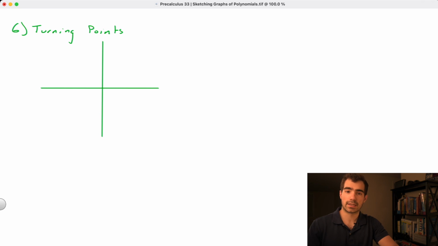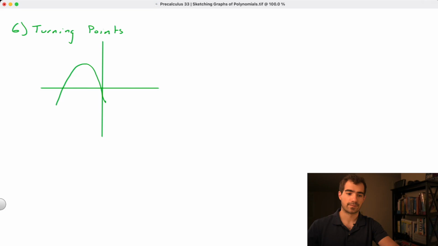And finally, we can talk about turning points, which we haven't discussed specifically before, but all we really mean when we say turning point is a point where the function turns around. In other words, maybe it goes from increasing to decreasing or decreasing to increasing. And many of our polynomials will have multiple turning points.